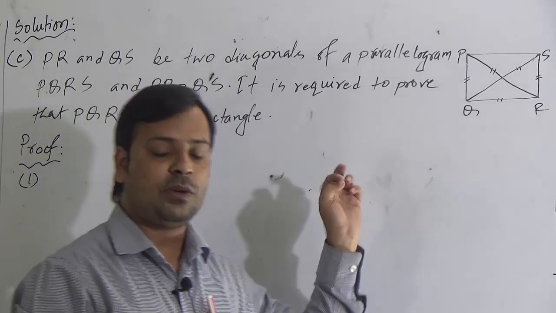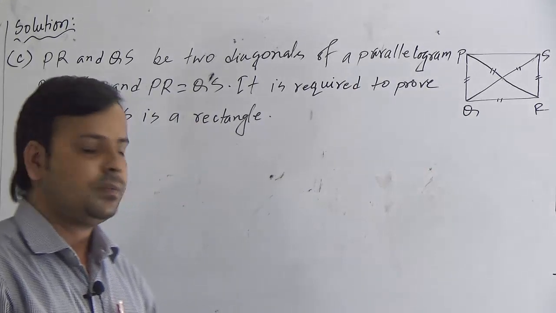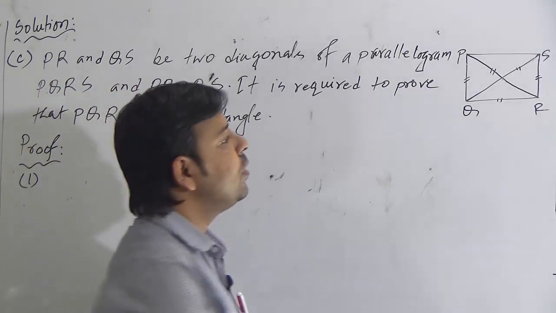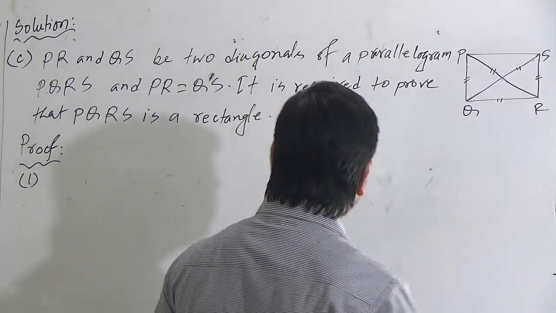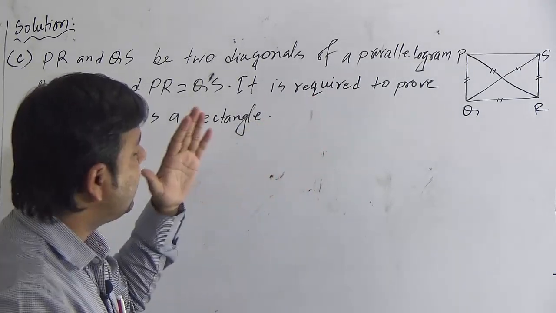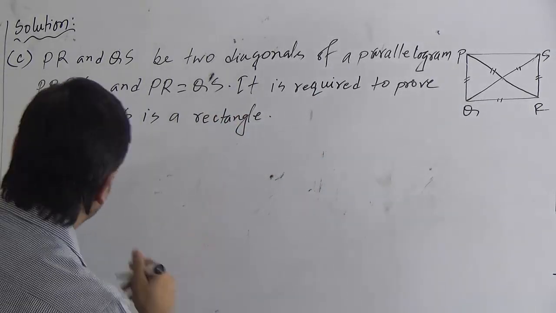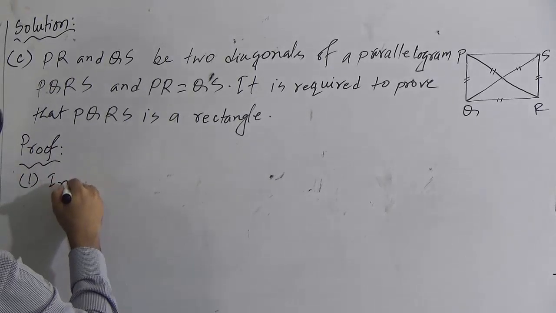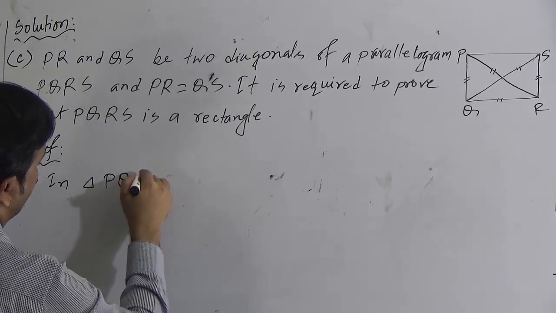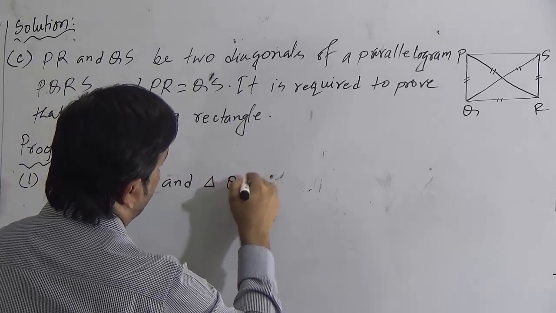If we can prove only one angle is a right angle of a parallelogram, then the parallelogram will be a rectangle. So, just we need to prove angle Q or R or both angles are right angles. If we can prove, then we can say the parallelogram PQRS is a rectangle. So, we can write here in triangle PQR and triangle QRS.